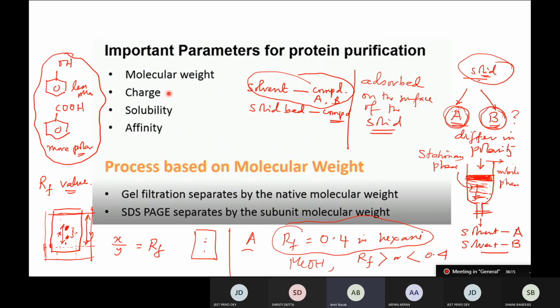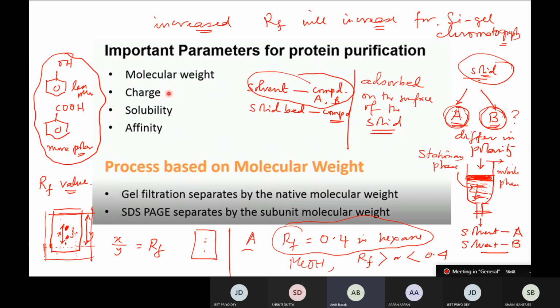Who was that answering that question? You said decreased, but actually it is increased. As you increase the polarity, Rf will increase for silica gel chromatography, not for all types of chromatography. For silica gel chromatography, that means chromatography where polarity is important.